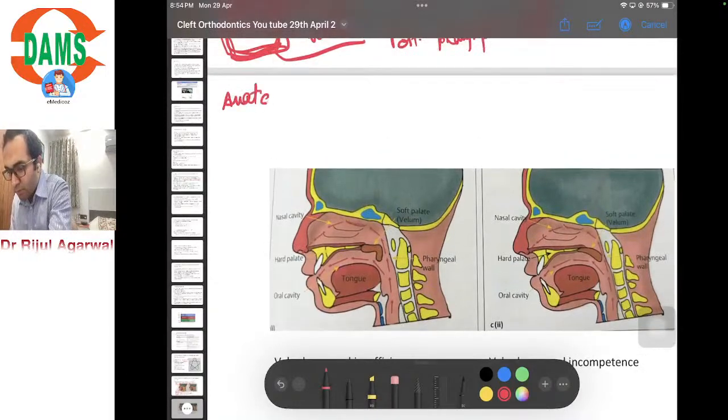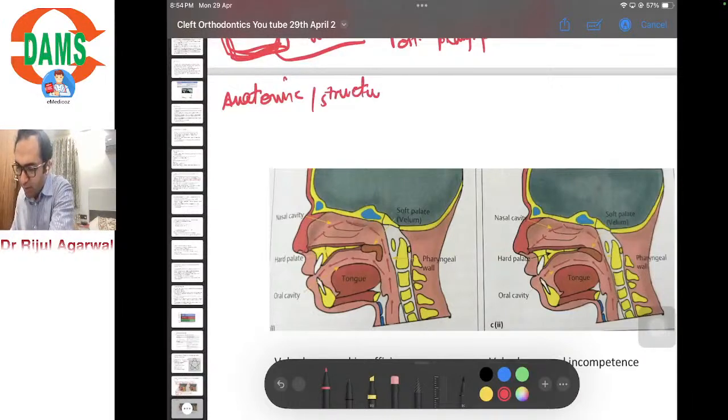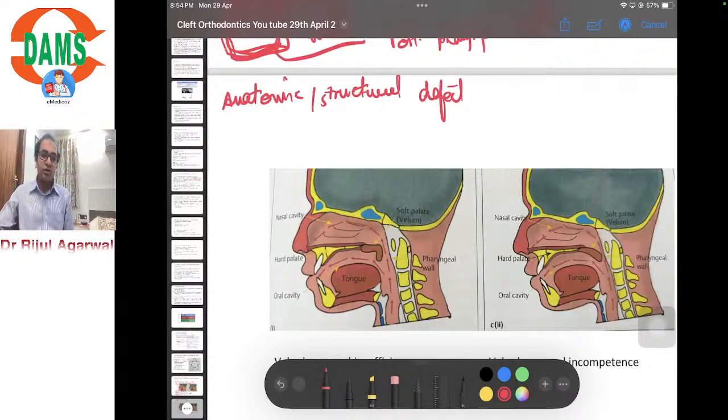Anatomic and structural defect. If there is an anatomic or structural defect in this valve that prevents adequate closure of the velopharynx, it is known as velopharyngeal insufficiency. What can cause the anatomic and structural defect? Most commonly it's due to cleft lip and palate, which is important for our lecture today.